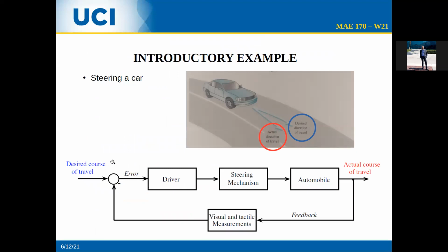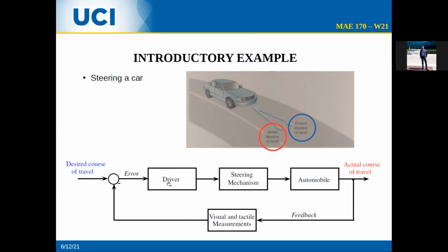And control systems and control problems are very, very often, I would say most of the times, described using these diagrams, which are called block diagrams. And each block represents a part of the control system. In this example, we have another control system example, steering a car. So your desired output is to follow the road. And what your actual output is whatever the trajectory of the car is.